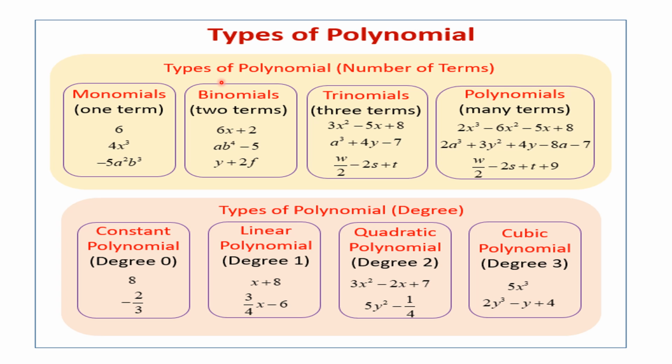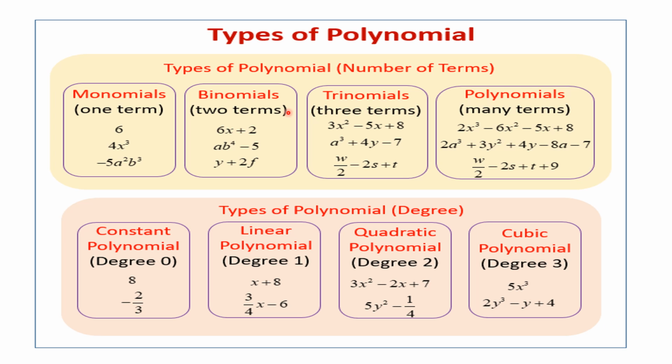So we have here the types of polynomials according to the number of terms. First is the monomial. A monomial is a polynomial which consists of one term. For example, we have 6. Next, we have 4x minus 3.